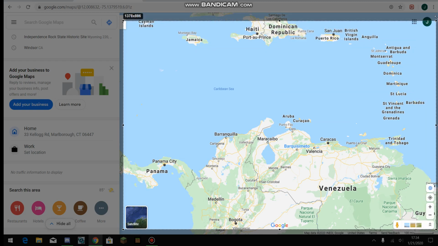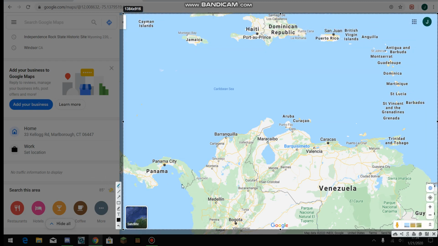The one that starts on the west coast of Panama, follows the Darien mountain range across, follows over here, follows the coastline, and follows the coastline of South America all the way across here.